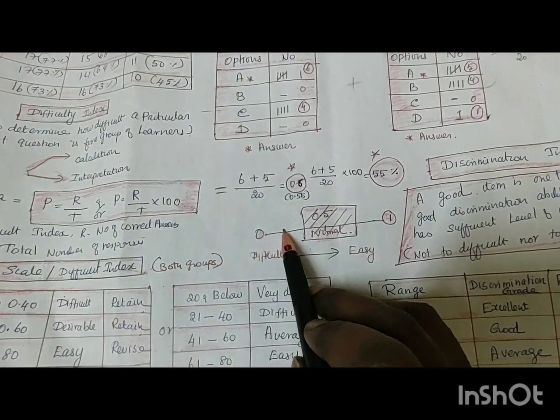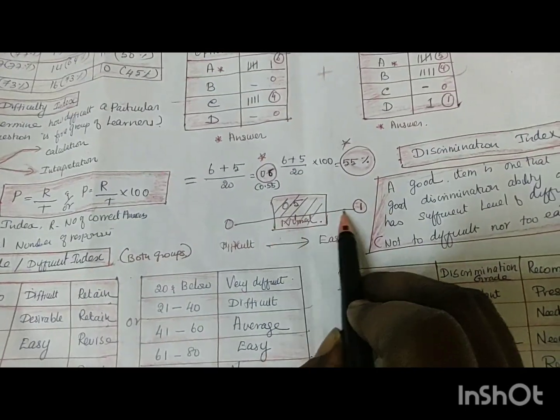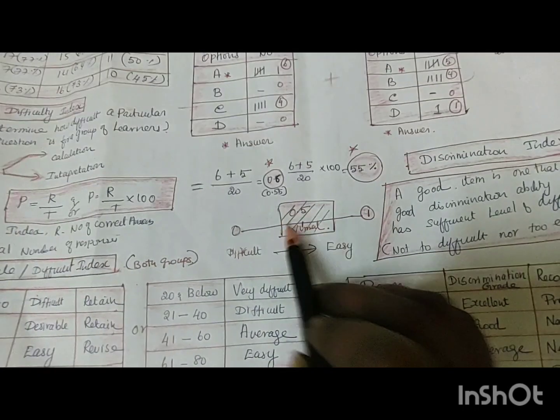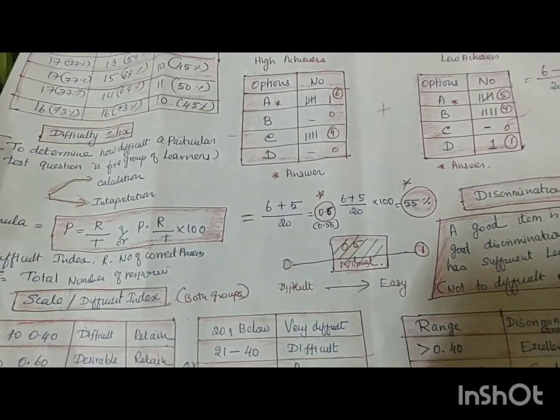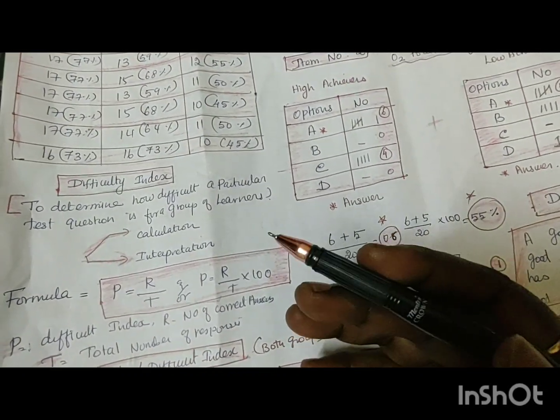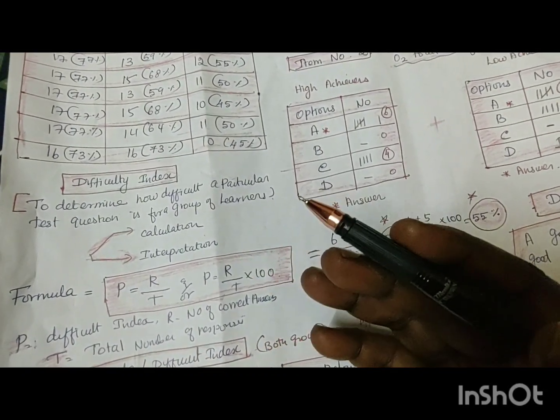Already I told you 5 is okay, 6 is also okay. So it should lie between these values. It is normal. Hope you understand what is called the difficulty index: to determine how difficult the question is. It should not be too easy, and should not be too hard.